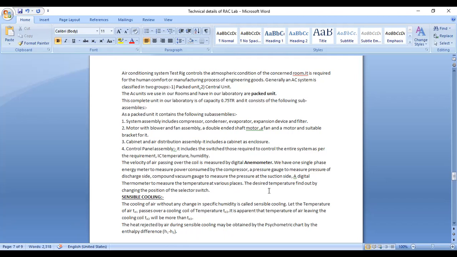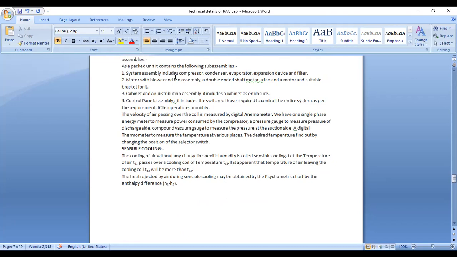The desired temperature is found by changing the position of the selector switch itself. So the selector switch has a digital switch in it. So T1 to T5 in it, and you have to rotate the T1 to T5 as per the requirement, and you get the result for it. Get the required temperature from it.